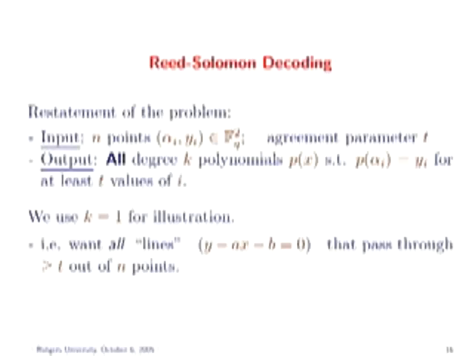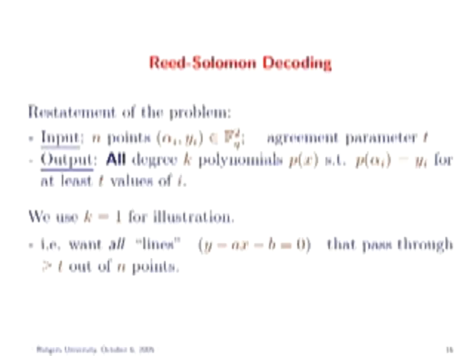So we are going to try to solve this problem. You're given n points, alpha 1 to alpha sub n, y1 to yn. They come from some finite field with q elements, never mind this notation. And there's a parameter t, the number of places where I expect agreement, the number of places which are not in error. This is going to be a very small number, and even though it's a small number, we'll try to solve this problem. Our goal is to find polynomials whose degree is at most k, such that p of alpha i equals yi for many values of i, or at least t values of i.